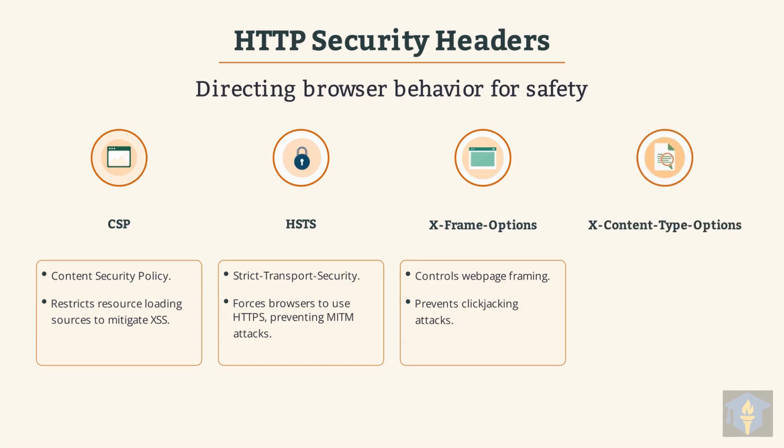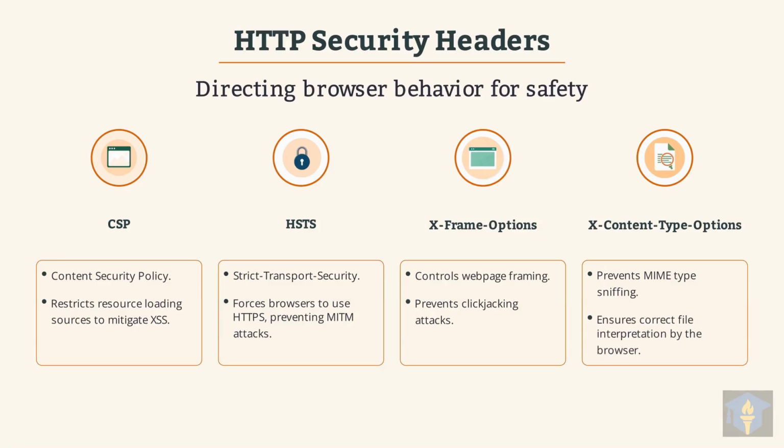Finally, let's discuss X-Content-Type-Options, a header that helps prevent MIME type sniffing vulnerabilities. This header prevents browsers from sniffing the content type, forcing them to use the declared content type. It ensures the correct file interpretation by the browser, reducing the risk of malicious file execution.